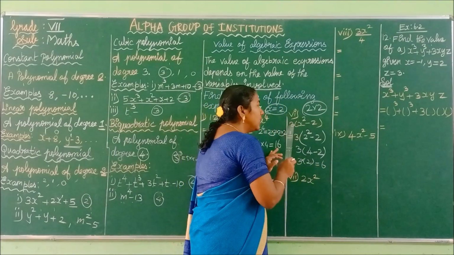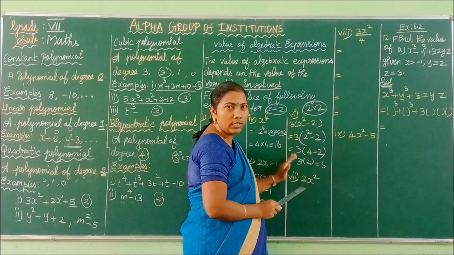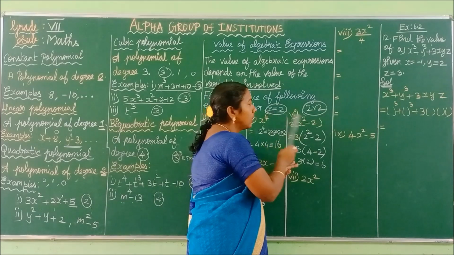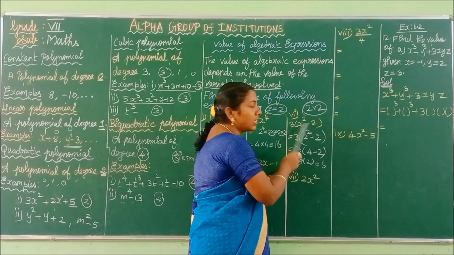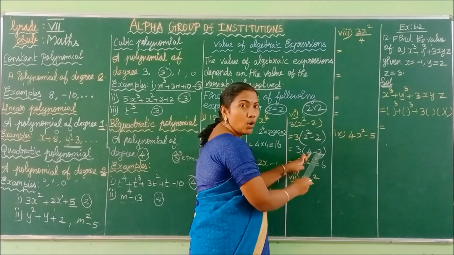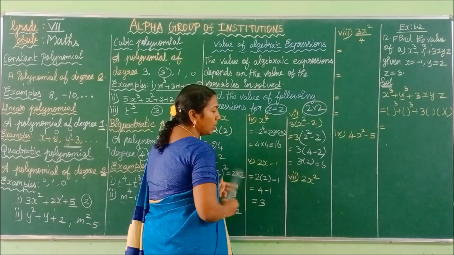Listen carefully, children. 3 into x square minus 2. Here, you have to find the value of this expression by substituting the value 2 instead of x. Thus, we are substituting 2 instead of x. 2 square minus 2. What is the value of 2 square? 4. 4 minus 2, 2. 3 into 2, 6. Okay, see the next one.